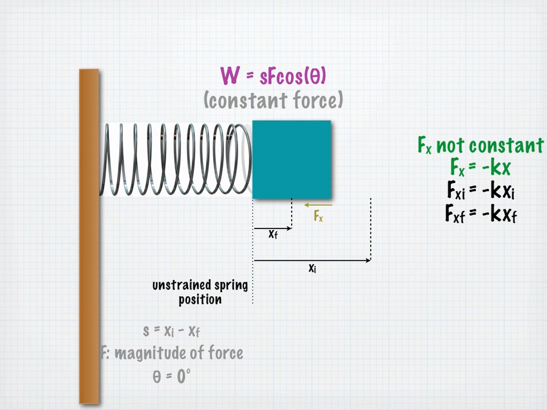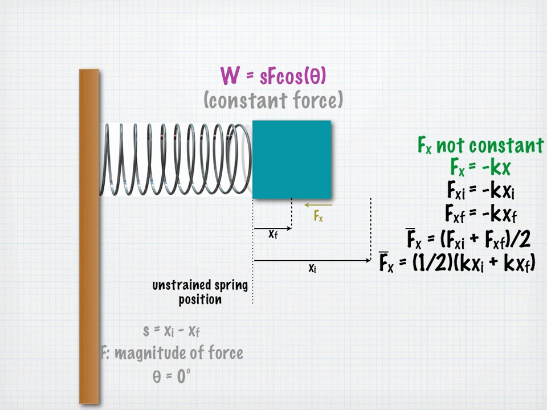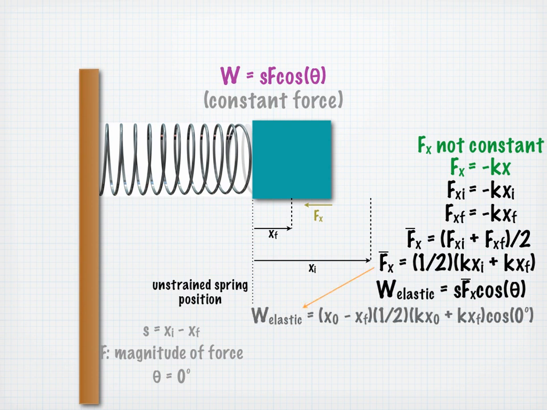What we can do in the work equation is replace the constant magnitude of the force with an average force magnitude. To find the average magnitude of the spring force, we add the magnitudes at the initial and final positions and divide by 2. Now we'll substitute in the expressions for the force magnitudes at the two positions. We said we could substitute in the average magnitude of the force, so the elastic work done will be given by this expression. Now we'll substitute in what we found for the average magnitude of the force. Rearranging, we get the expression in this form.